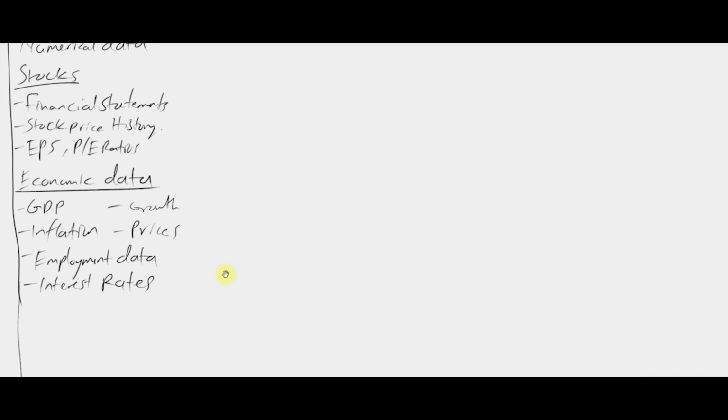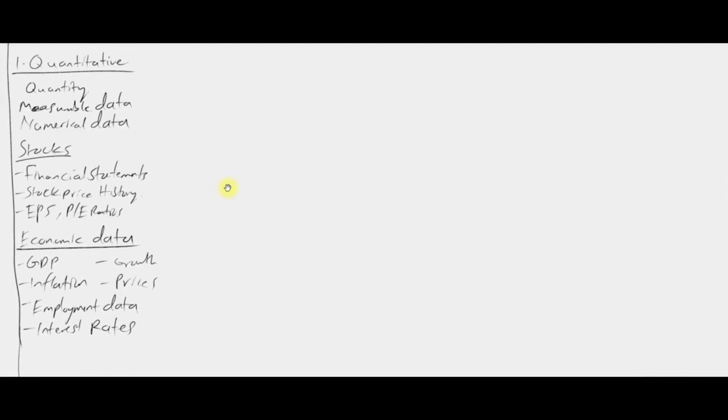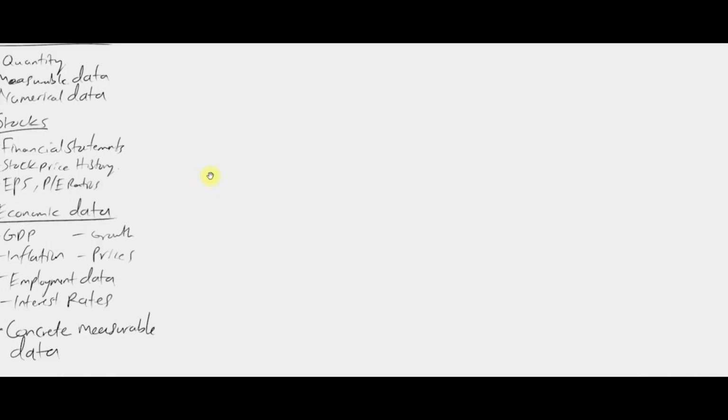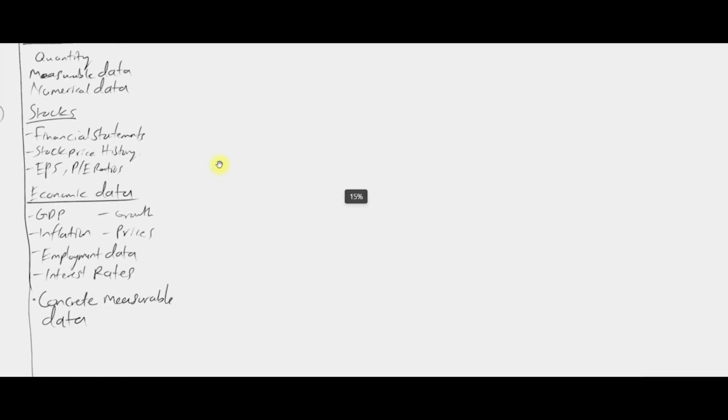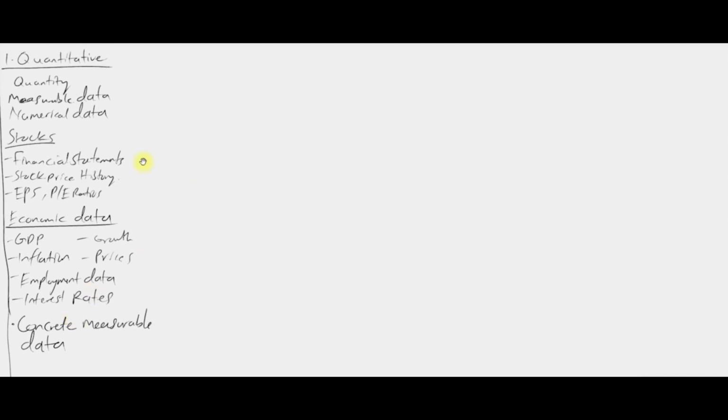As you can see here, this whole scope of quantitative analysis deals with measurable numerical data. This is concrete, measurable data. With all this quantitative analysis, we are really just talking about the numbers as they are. Now let's go to the next one.